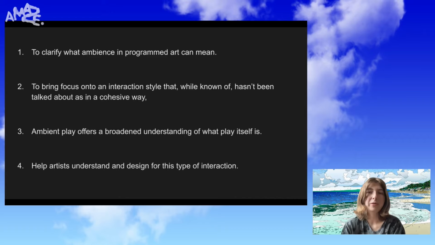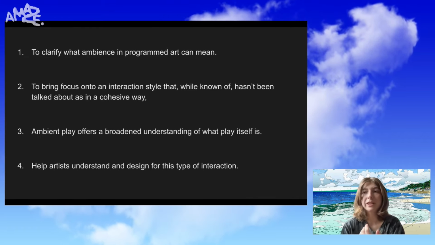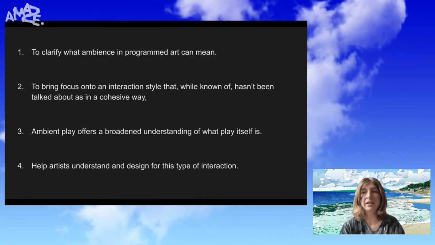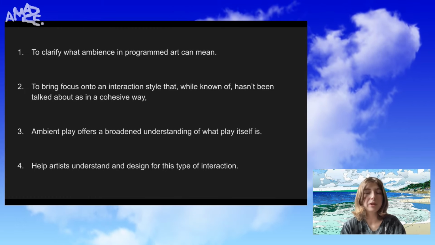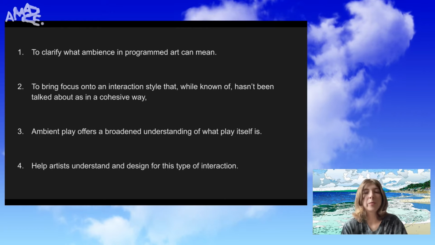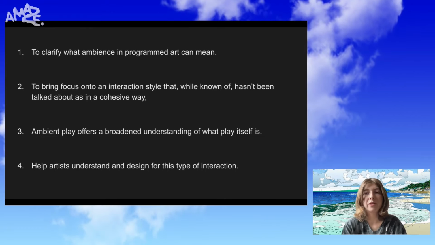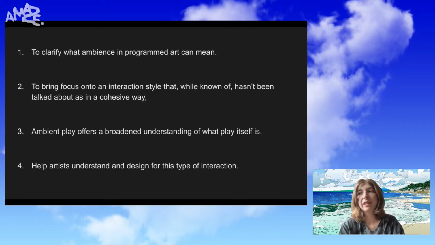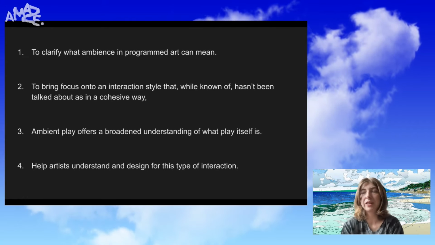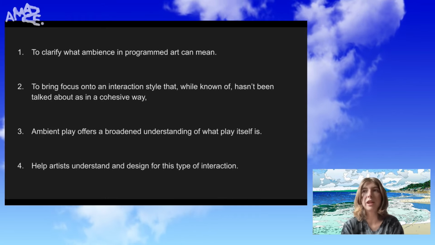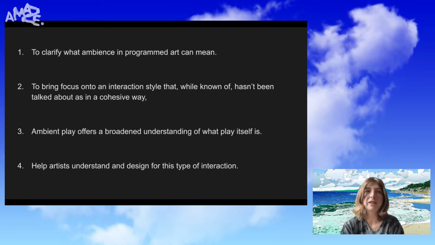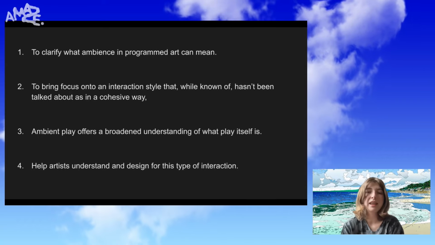So I want to clarify what ambience and programmed art can mean. We're a relatively new medium, and I think ambience is well established in other mediums but is still finding its footing here. So I really want to talk about what that can be and how special it can be in this medium. I want to bring focus to the interaction style that, while known of, hasn't been talked about in a cohesive way. So just connecting all those things that we may think are disparate, like the sky, screensavers, these real life things, and the video game experiences that we have. I think we understand them separately, but talking about them as one thing is interesting.